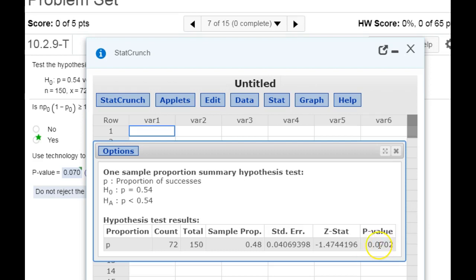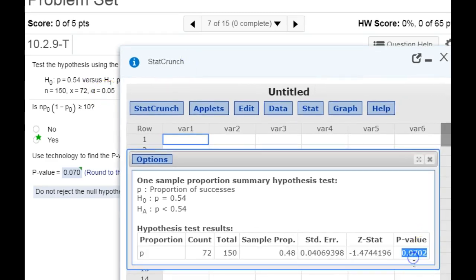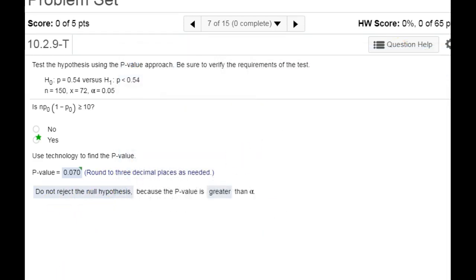And it gives us the p-value, the probability of getting back a sample that has 72 out of 150, which is 0.48. So it gives the probability of getting back a sample that's at 0.48 or even further to the left, even further less than. It has this probability right here. And so we need to compare this to our alpha. If this is less than alpha, we reject. If it is greater than alpha, we do not reject the null hypothesis. And our alpha here is 0.05. This 0.07 is bigger than 0.05, so we do not reject the null hypothesis.